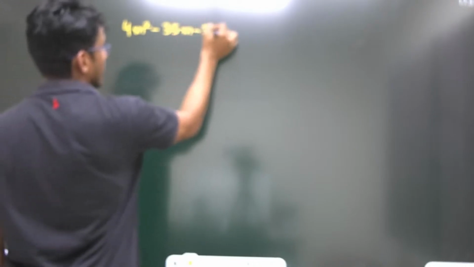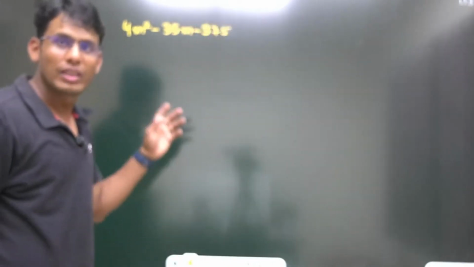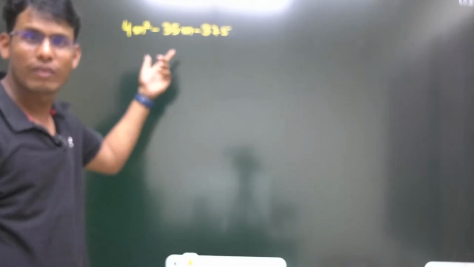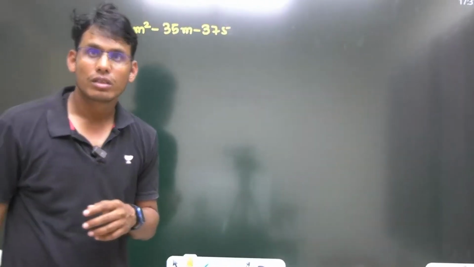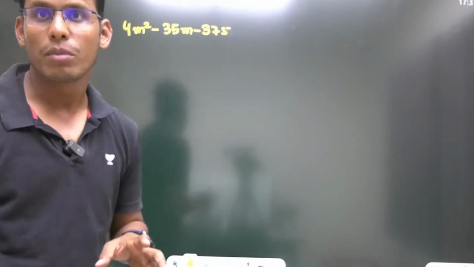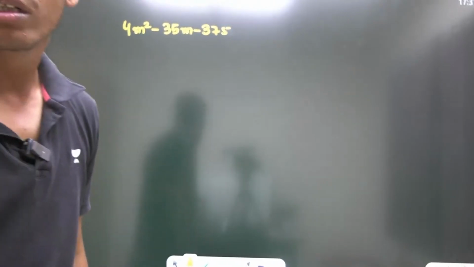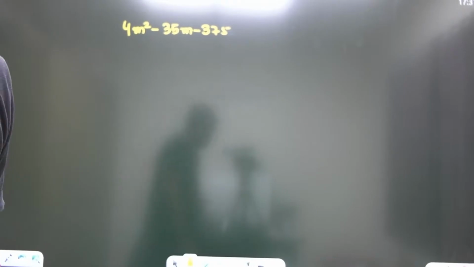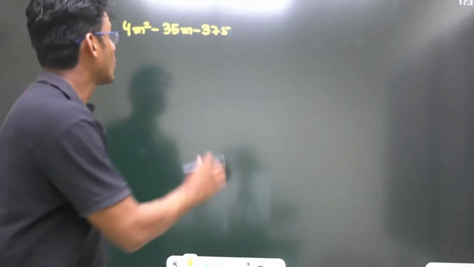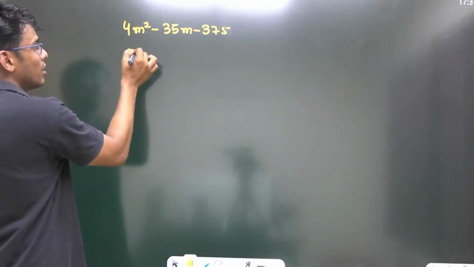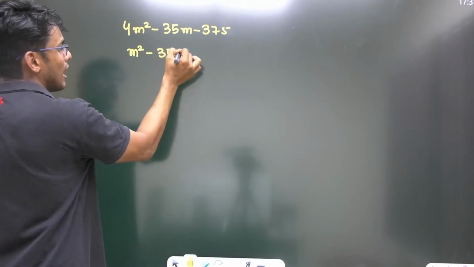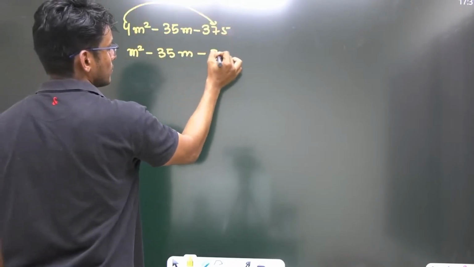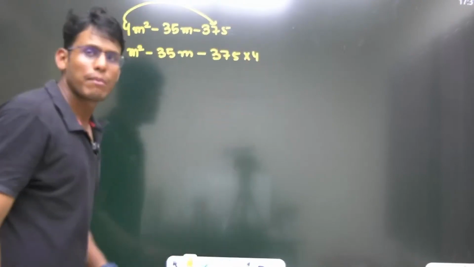So let's see what we have here. I had 4m square minus 35m minus 375. I am very, very comfortable when the coefficient is 1, isn't it? It's getting blurred. Oh, it is perfect now. There is some lighting issue, I believe. Yeah, it must be fine now. 4m square minus 35m. So I am very comfortable when my coefficient is 1. So what I will do, I'll just take 4 and multiply it here. Obviously it is not okay, but I am doing it anyway.